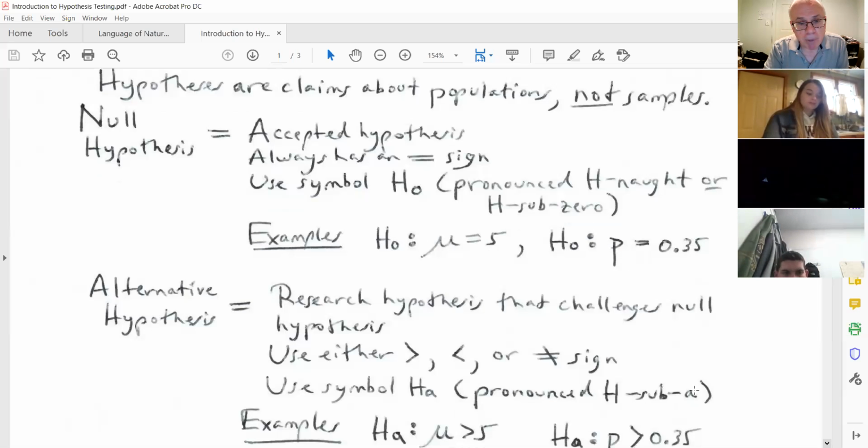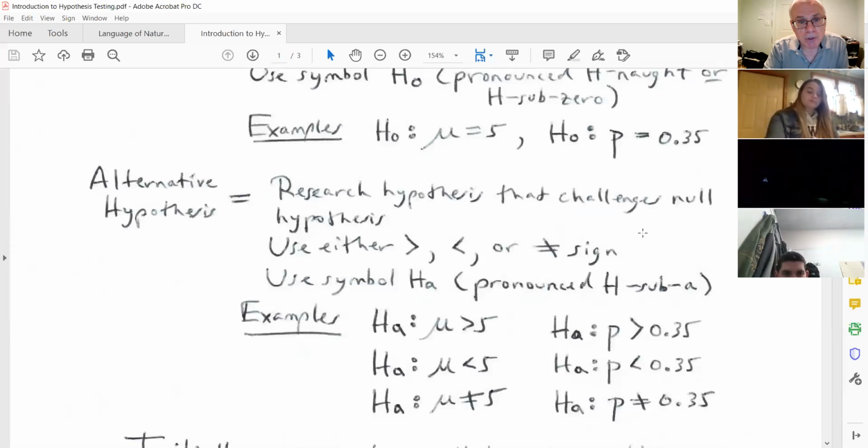Now the alternative hypothesis, the one that challenges the null hypothesis, uses the symbol H sub A. It's H with a small a next to it. Once again, when we write the alternative hypothesis, we'll put a colon next to it. And then we're going to have one of three possibilities. If it's a mean, it would be mu is greater than, or mu is less than, or mu is not equal to. One of these three is going to be the alternative hypothesis.